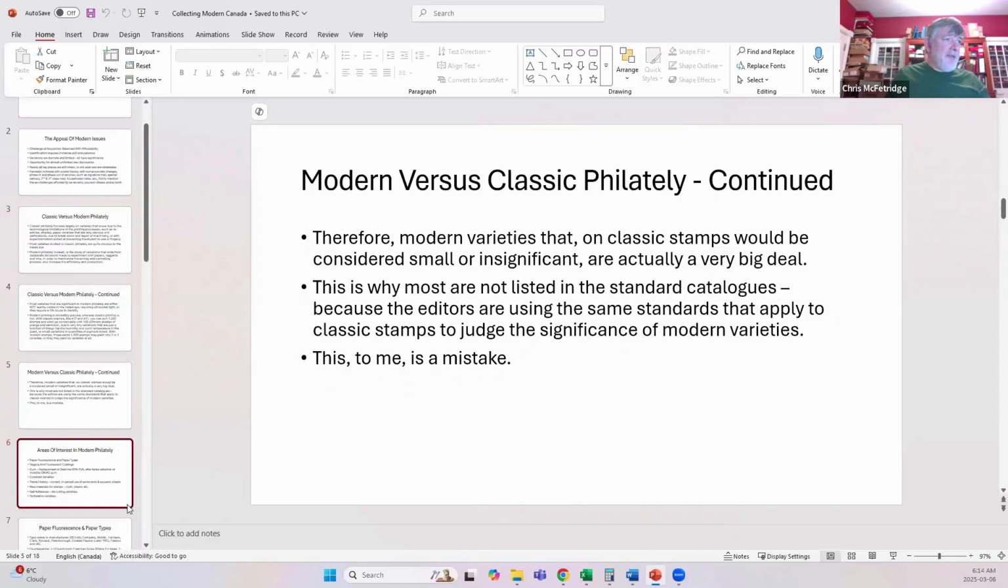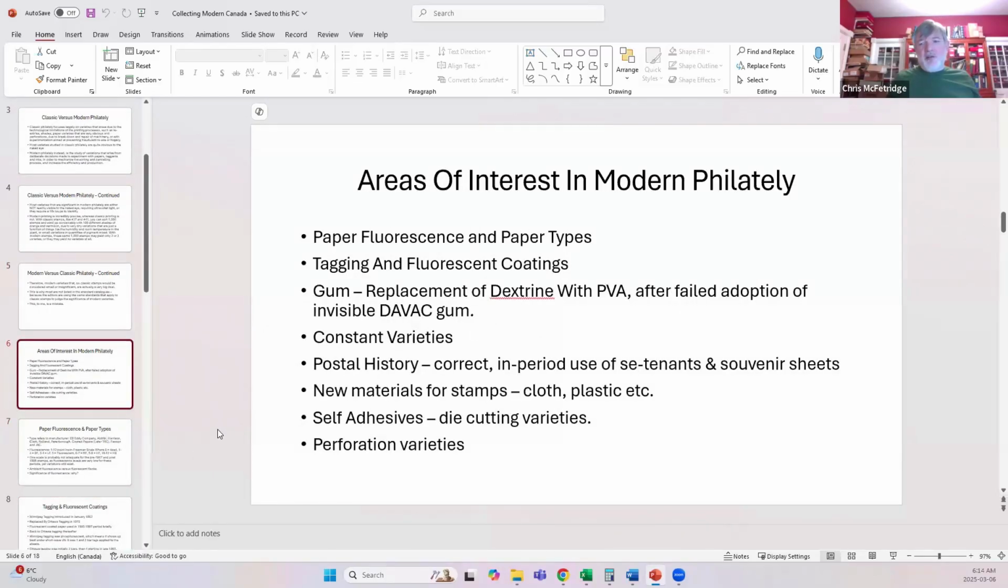So now we'll talk a little bit about the areas of interest in modern philately. For Canada, we've got paper fluorescence and paper types, tagging and fluorescent coatings, the type of gum.